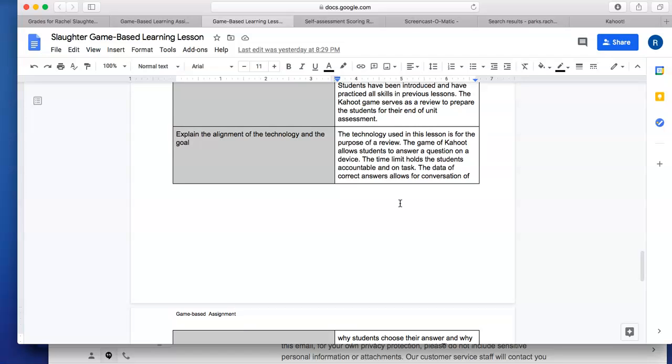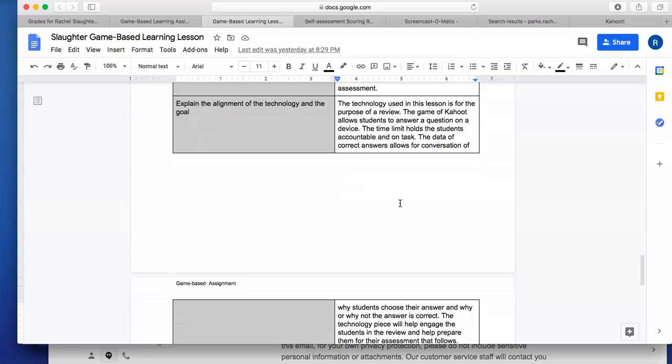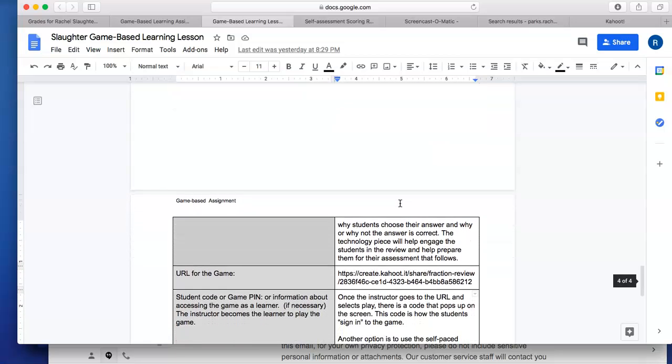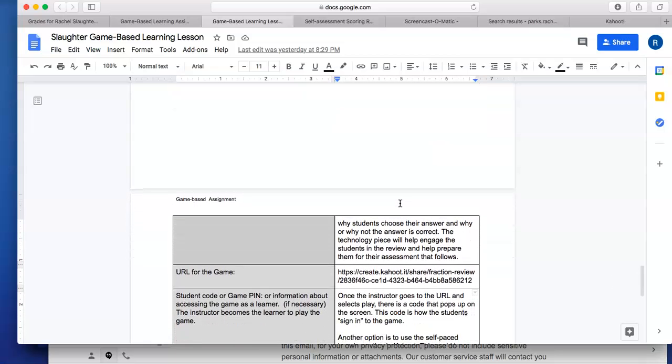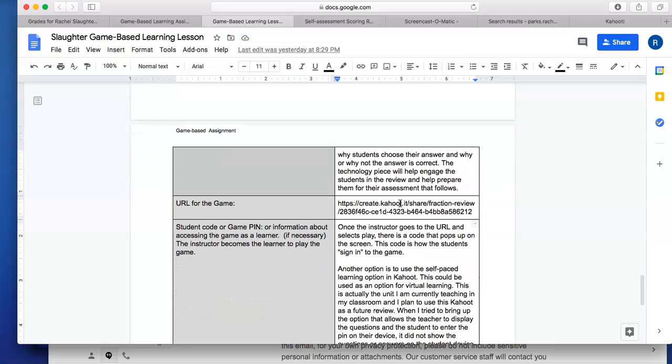So the technology used in this lesson is for the purpose of review. The game of Kahoot allows students to answer a question on the device. The time limit holds the students accountable and on task. But also, like I said, I did extend that time for students who need it. The data of correct answers allows for conversation of why students chose their answers and why or why not the answer is correct. And the technology piece will help engage the students in the review and help prepare them for the assessment that follows.